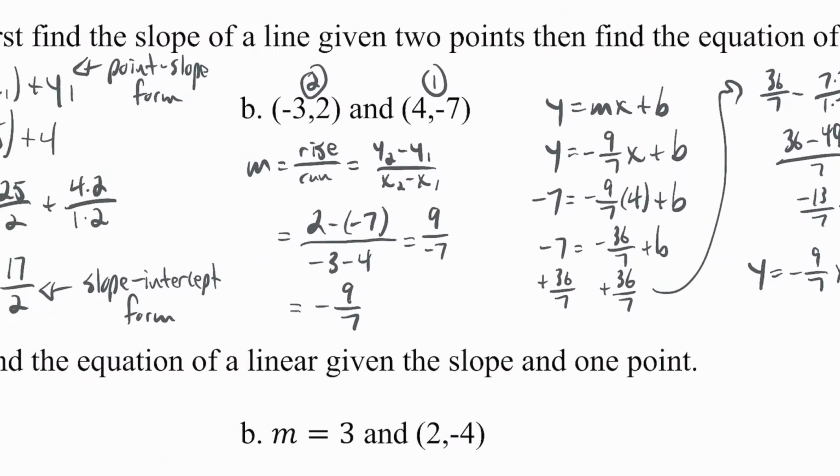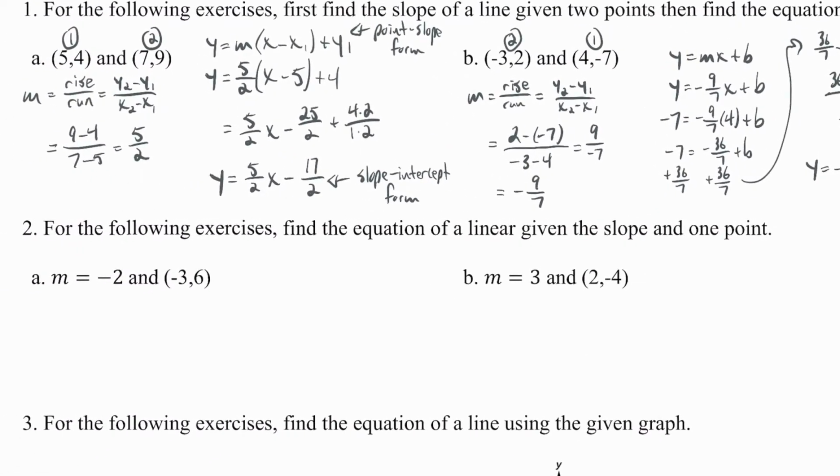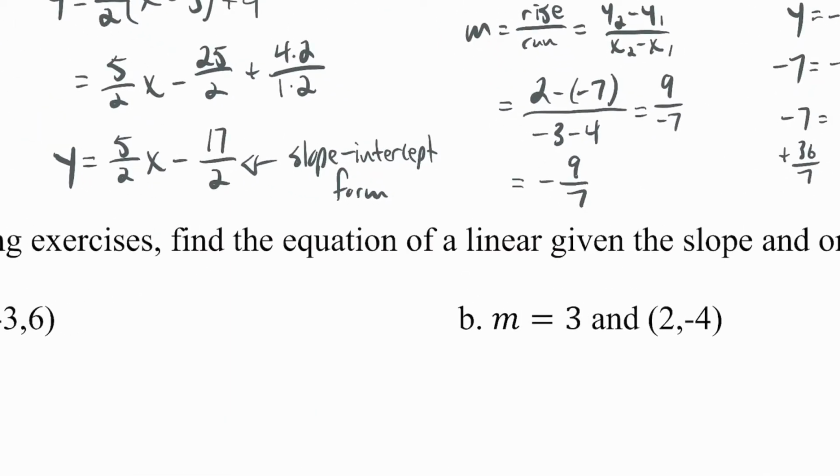So what does the next problem say? For the following exercises, find the equation of a linear given the slope and one point. I think they mean line. I think that might be a typo.